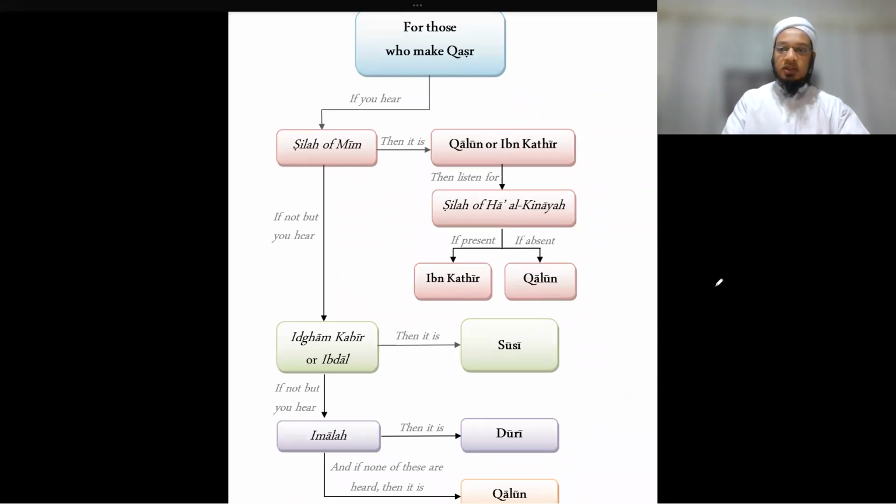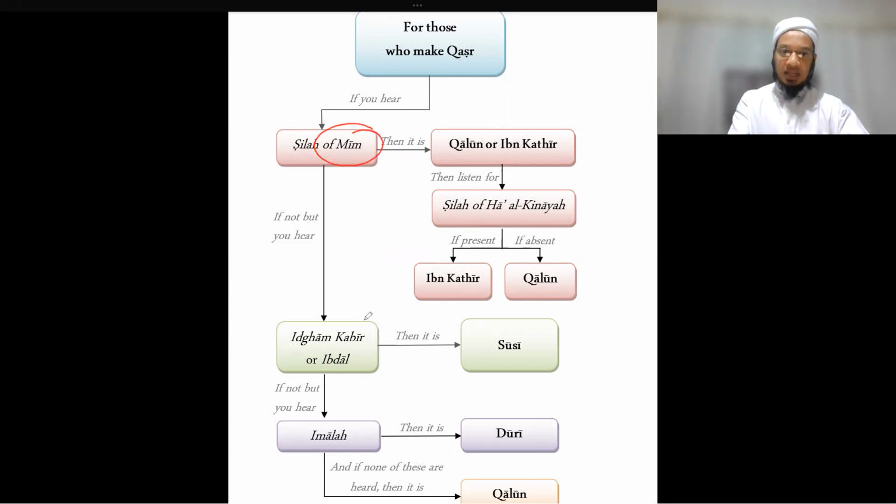So for those who make qasr, so you've heard in the recitation that qasr has been applied. Now you listen for sila of the mimul jam. If you hear that, then it's going to be either Qalun or Ibn Kathir, either one of the two. Then how can you differentiate them? You now listen for sila, but of the ha'ul kinaya. Not of the meem, but of the ha'ul kinaya. If you hear that, then you know it is Ibn Kathir. But if there's no sila of the ha'ul kinaya, then that means it is Qalun.